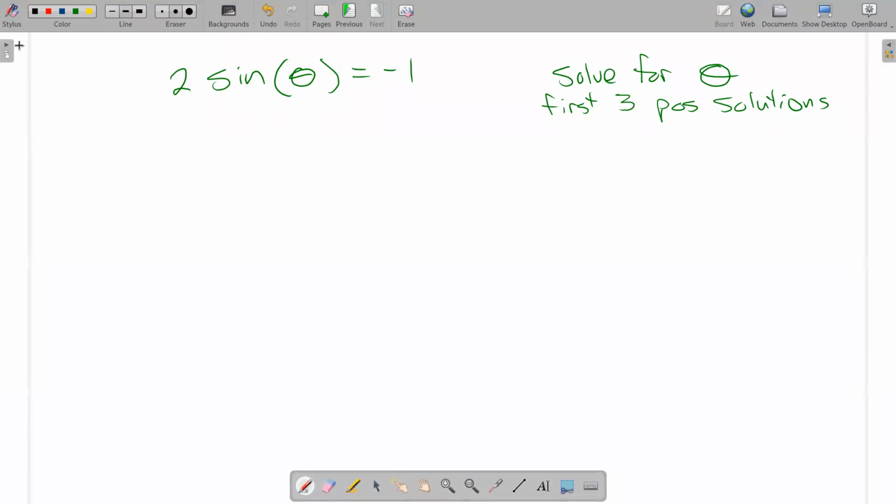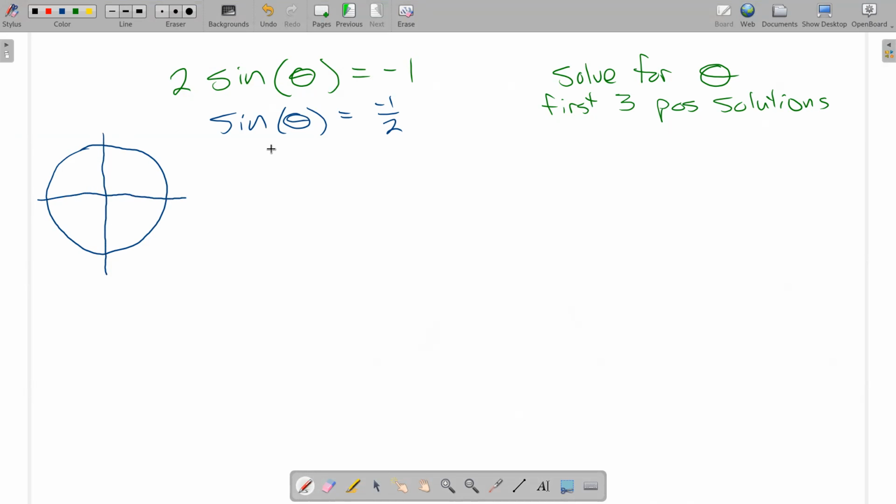So we solve this like any other equation. We need to unwrap it. So we get rid of the 2 first, dividing the 2 to the other side. Sine of theta is equal to -1/2. And I'm thinking, oh, that is one of my special ratios on the unit circle. So think about the unit circle for a moment. On the unit circle, sine is a y value. So this says, okay, where is sine equal to -1/2?